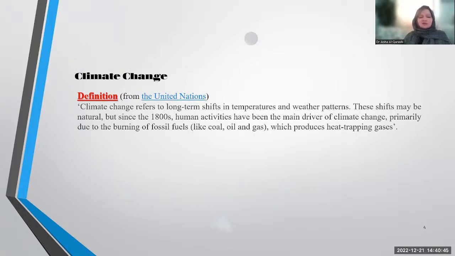Before talking about the climate change effects, it's good to know what climate change is. I brought this definition from the United Nations. The United Nations defines climate change as long-term shifts in temperature and weather patterns. The shifts may be natural, but since the 1800s, human activities have been the main driver of climate change, primarily due to the burning of fossil fuels like coal, oil, and gas, which produces heat-trapping gases. Of course, I don't think that's the only factor affecting climate change. There are many other factors besides fossil fuels, and we need to consider them if we want to control climate change.